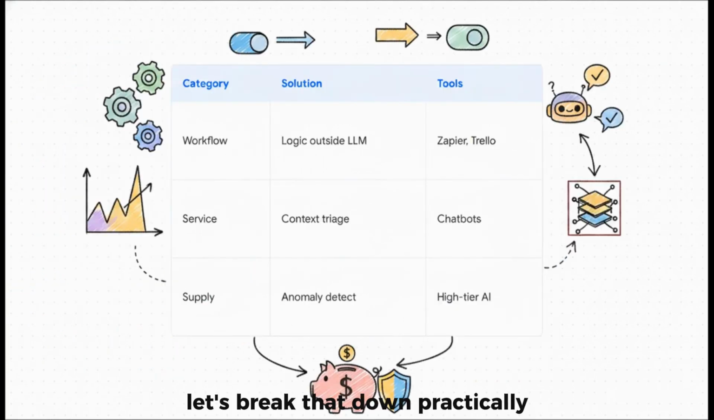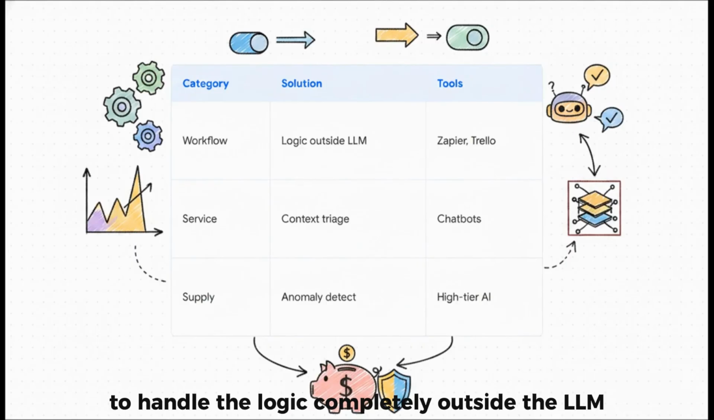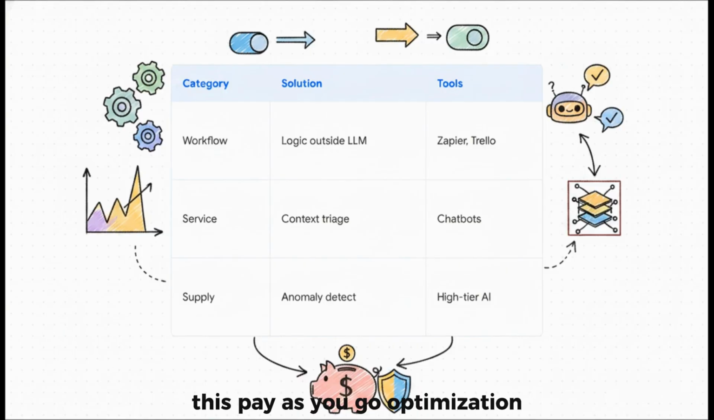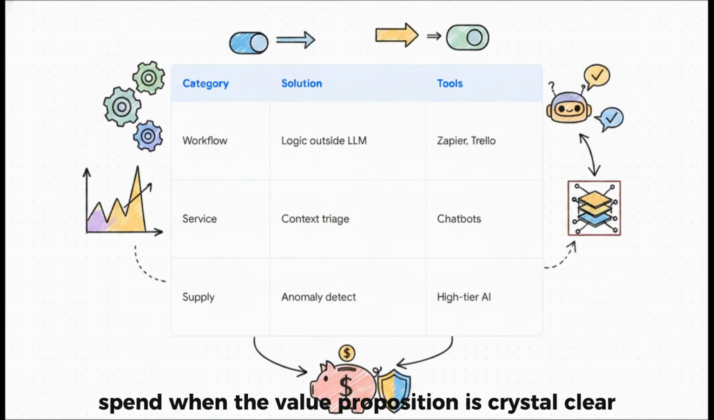Let's break that down practically. For workflow automation, use tools like Zapier or Butler AI to handle the logic completely outside the LLM. For customer service, deploy a sophisticated context-aware chatbot to triage issues before passing up complex market analysis. And in supply chain optimization, use AI to predict demand fluctuations, but only trigger that deep reasoning when an anomaly is actually detected. This pay-as-you-go optimization ensures you only spend when the value proposition is crystal clear.